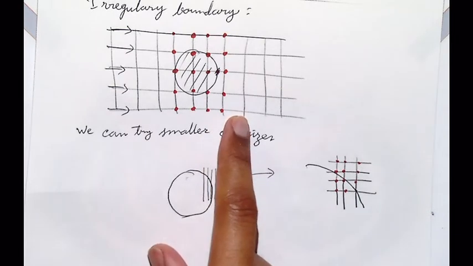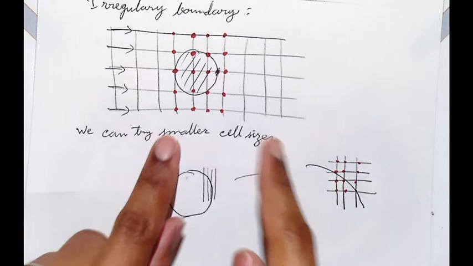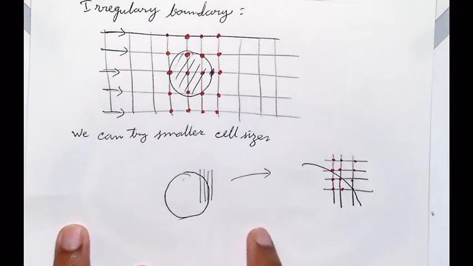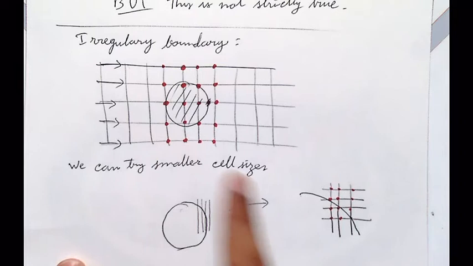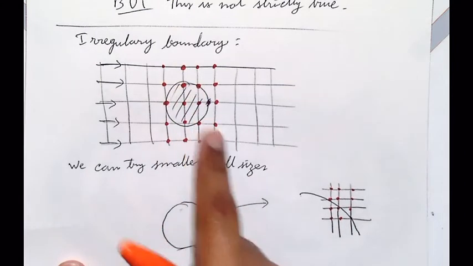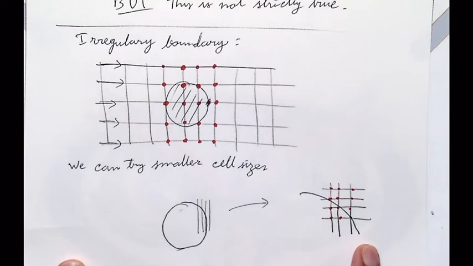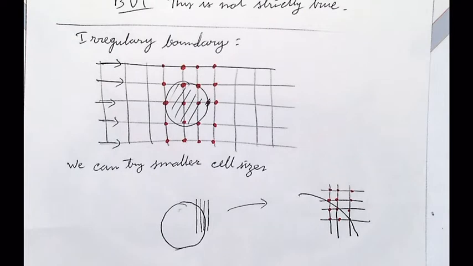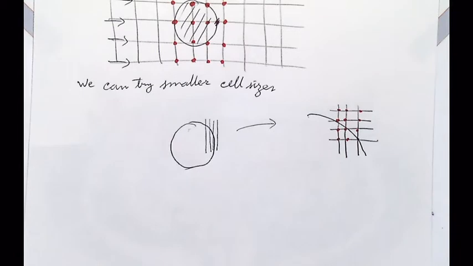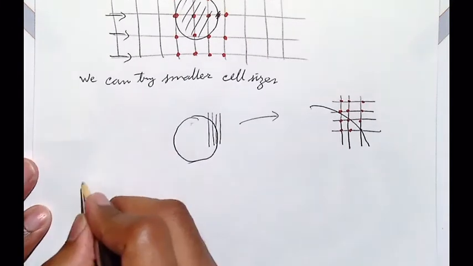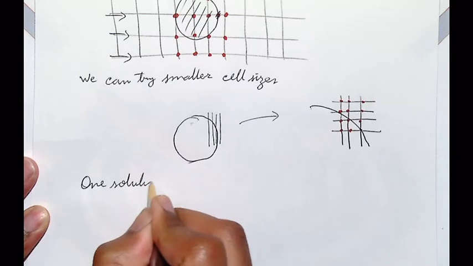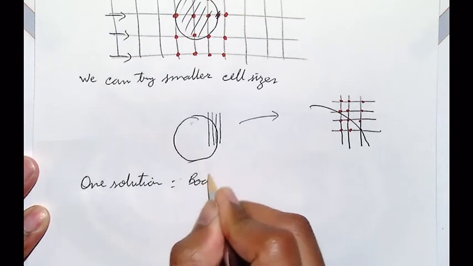Decreasing the grid spacing makes your solution more accurate, but this same exact problem stays. Our surface is curved, but our grid is squares or rectangles. One solution is to make the grid conform to the surface of the object. Those are called body fitted grids.